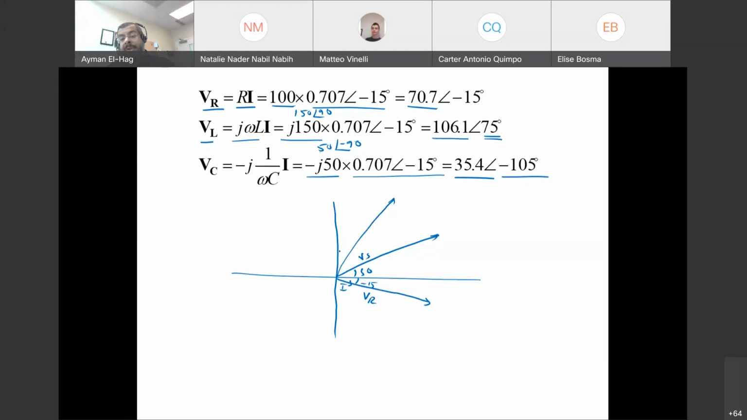I suggest that if you do this yourself, you do it with different colors. This will be better for the TA to mark your exam. This is your VL. And finally, your VC. Now, your VC will be a 180-degree phase shift from VL. So this is your VC, and its angle is minus 105. So this is your VC, VR, VS, and VL. This is the phasor diagram that you need to construct.